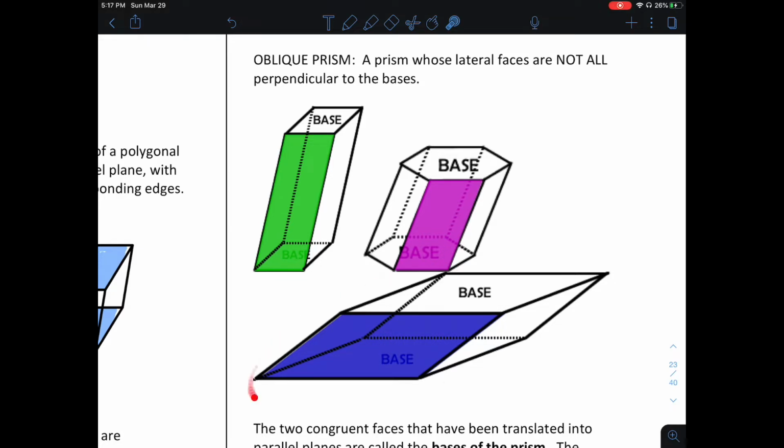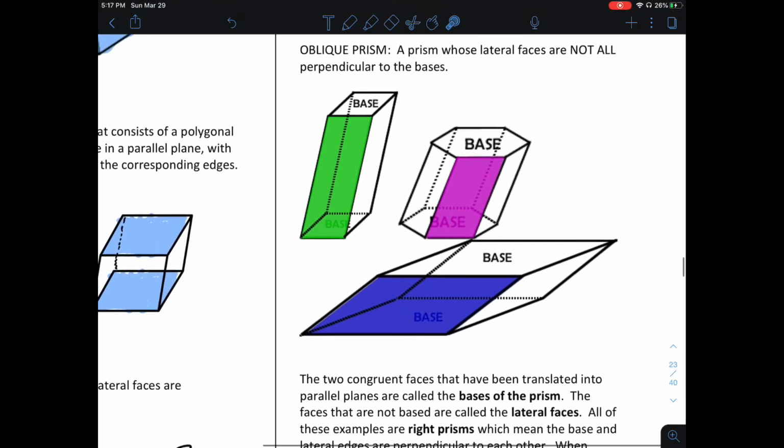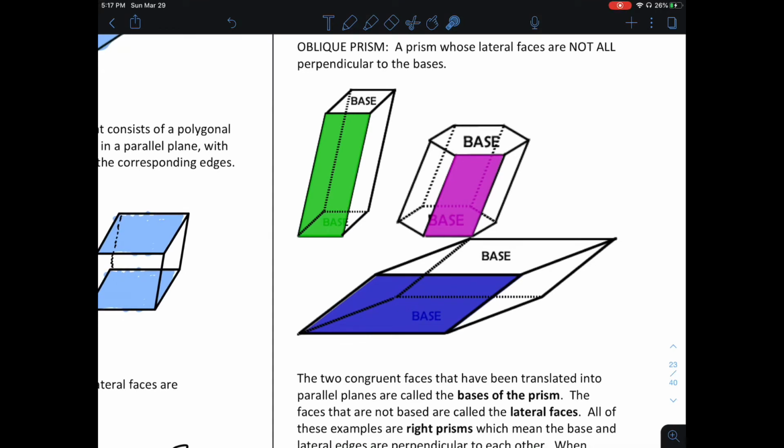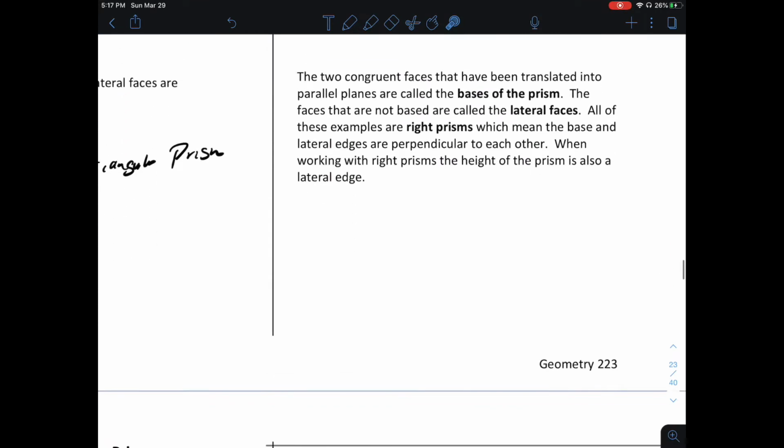This next picture down here, we got the base down here. Well, maybe this is trying to say, I don't know, the base is the top and the bottom. Anyhow, the picture, it's going to be obvious to you which bases you would like to choose. The two congruent faces that have been translated into the parallel planes are called the bases of a prism. I've mentioned that before. The faces that are not the bases are called the lateral faces. I did not mention that before.